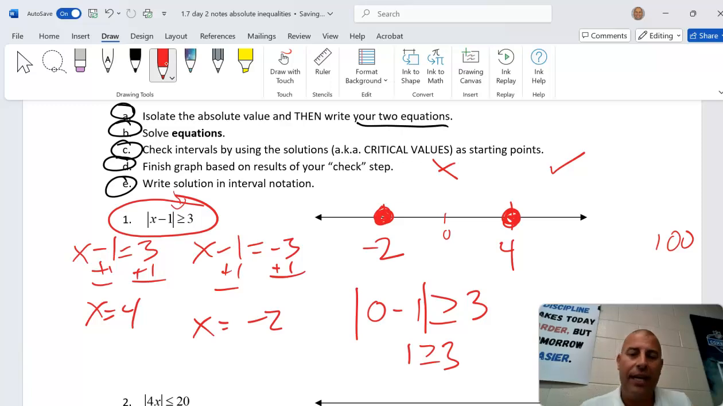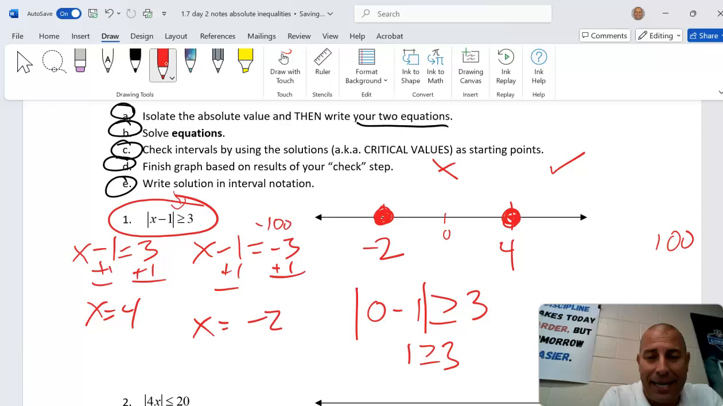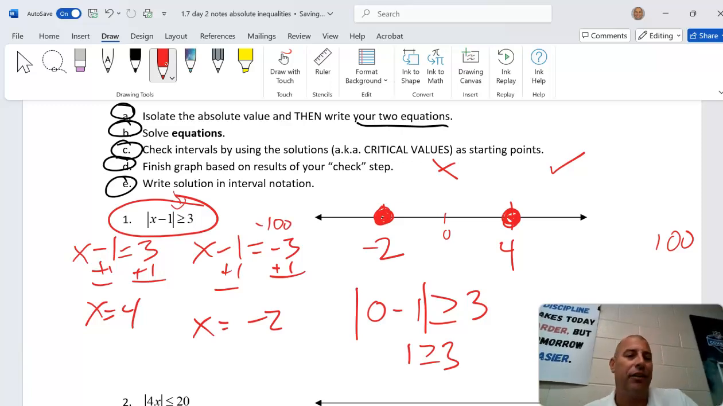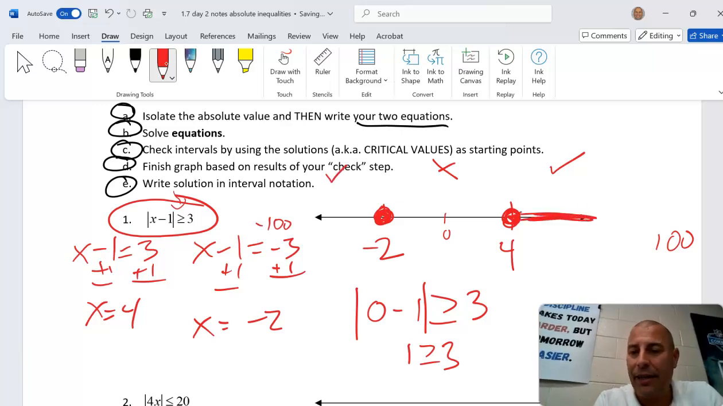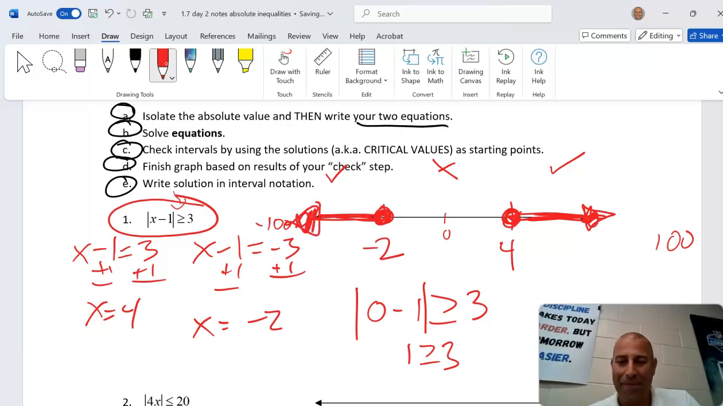Now we're going to check to the left of -2. So yeah, again, I'm thinking like -100 that's there. Again, I just see it easier. -100 minus 1. All right, and then take the absolute value of it. All right, so that's 101. Is 101 greater than or equal to 3? Yes, it is. So there we go. So I know I'm here, and it keeps going. I know I'm here, and it keeps going.